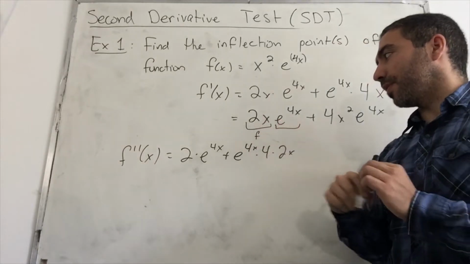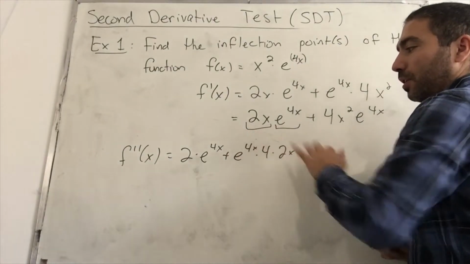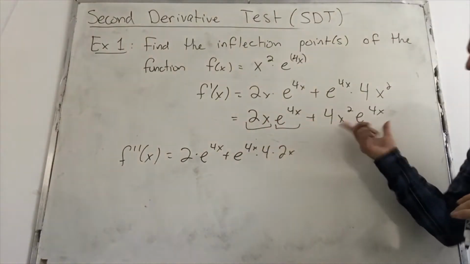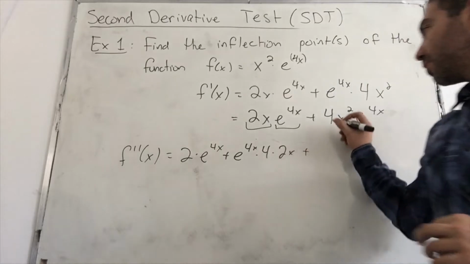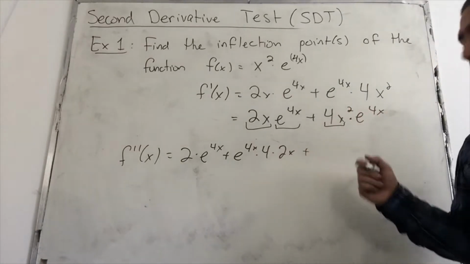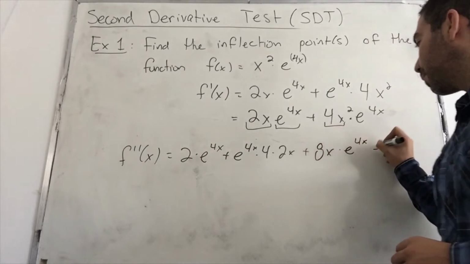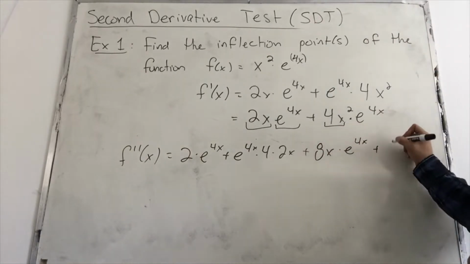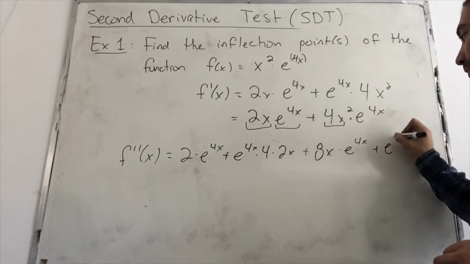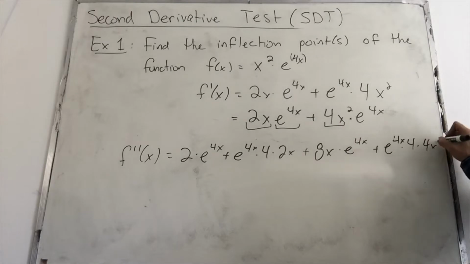So that was the derivative of these two functions here, the multiplication of these two functions. So this part's done. Let's go ahead and do the same thing here. So again, it's a multiplication. My first function is 4x squared, so I'm going to take the derivative of 4x squared, giving me 8x times e to the 4x, plus, because we're doing product rule again, the derivative of e to the 4x is e to the 4x times 4 times the original function, 4x squared.